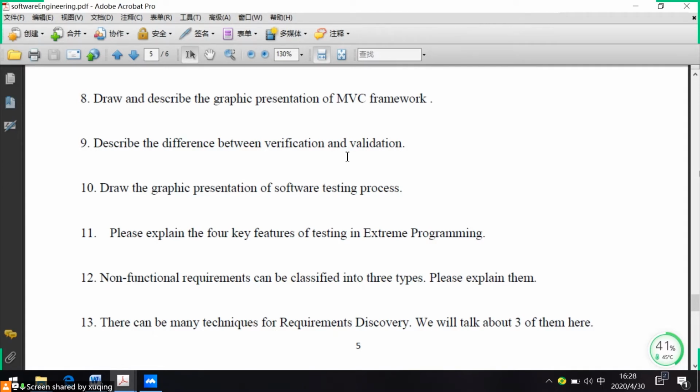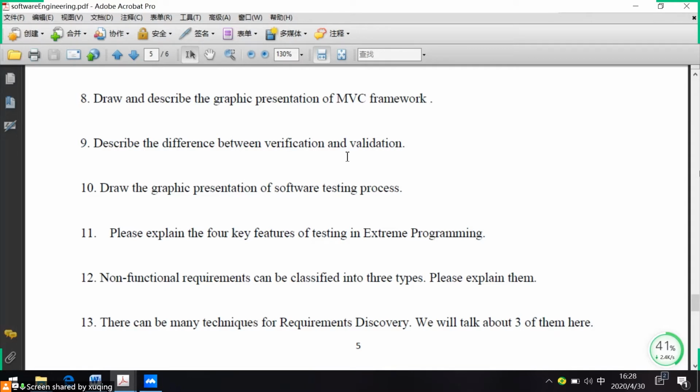We say that for the verification, we ask the question, are we building the product right? The software should conform to its specification. And for the validation, are we building the right product? The system or the software should do what the user really requires.